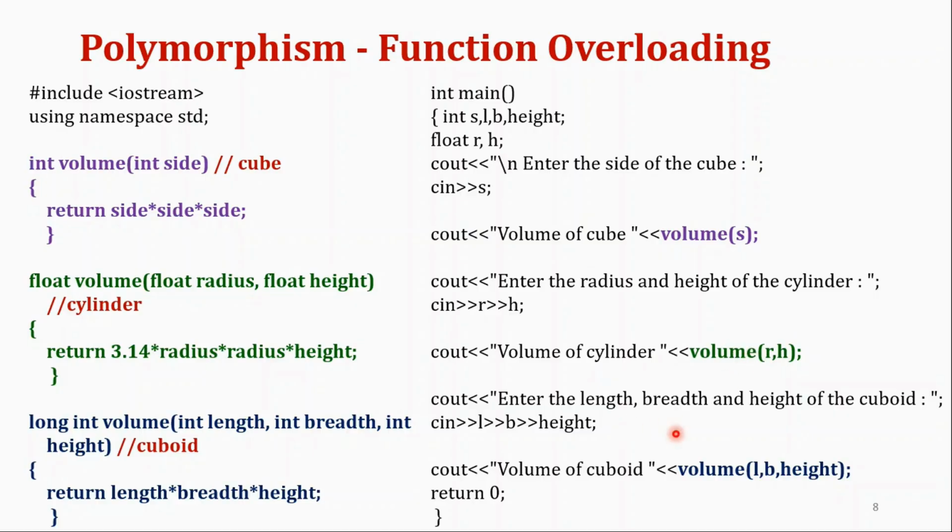And coming to the third one, three parameters are passed: L, B, and the height, that is length, breadth, and height. All three are integers, so the perfect match is the third function. This function returns the volume of the cuboid. So the function name is the same, the implementation differs, the parameters differ, and the return type differs. A good example of function overloading. Here, function overloading is implemented without a class.